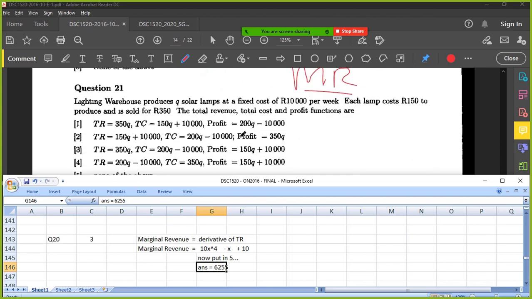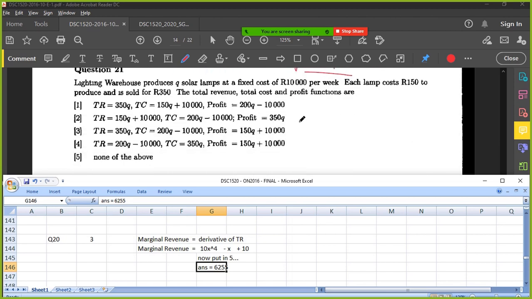Okay, question 21. Again, you tell me what to do. What's the approach going to be? Lighthouse warehouse produces Q solar lamps. Each costs 150 to produce and is sold for 350. So they want total revenue, total cost, and total profit. Good. So how do we work out total revenue? Total revenue is quantity times price. Good. So where's the quantity? There's the quantity, Q. Where's the price?